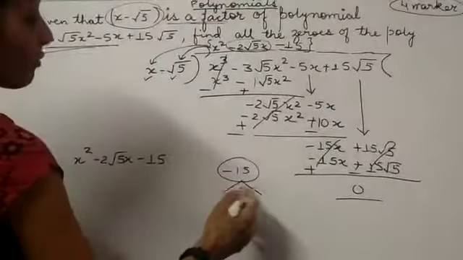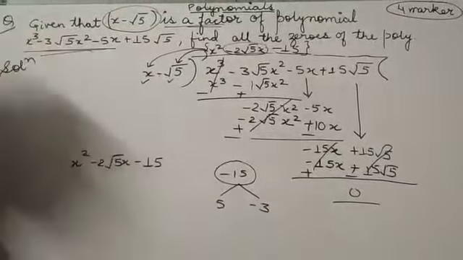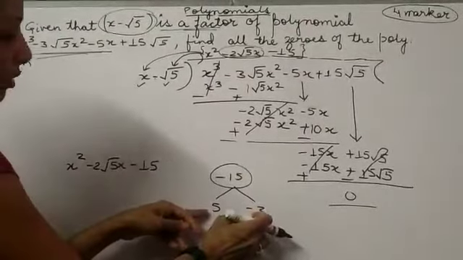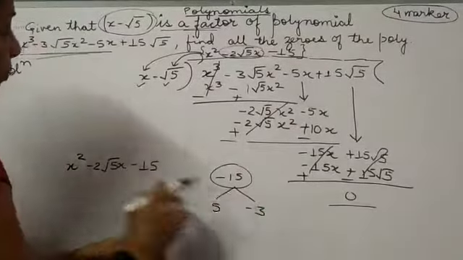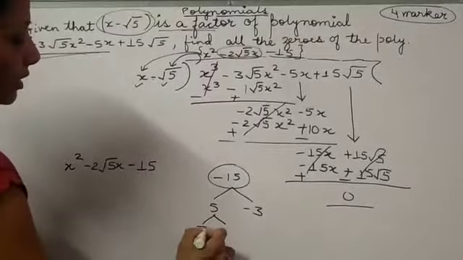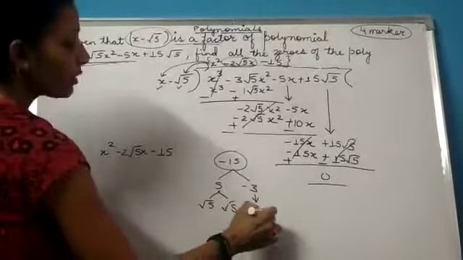I have to find two factors of minus 15 in terms of root 5. So 15 can be written as 5 into minus 3. But I require 2 root 5. On multiplying these two I am getting minus 15, but on adding or subtracting I am not getting this. So this 5 can again be written as root 5 and root 5, and this minus 3 is here only.